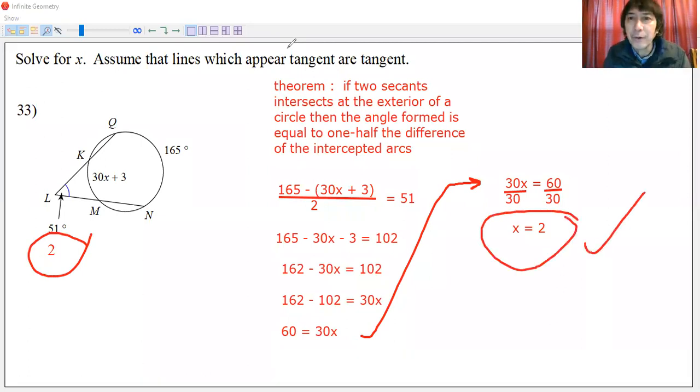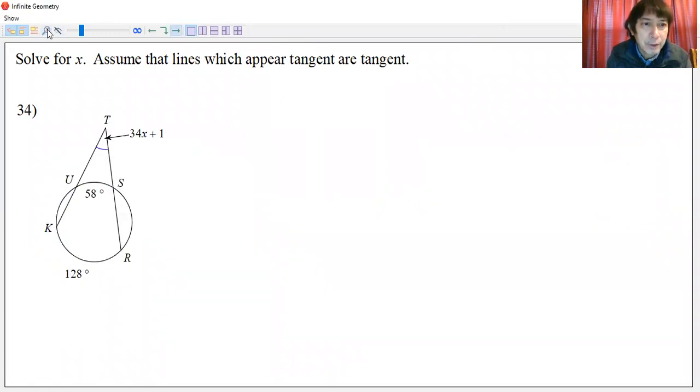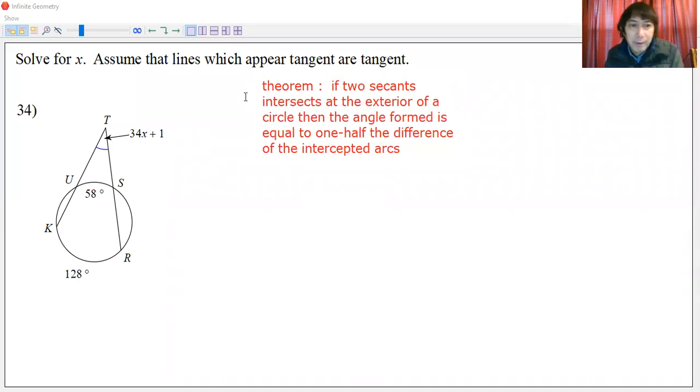Number 34. Let's clear the screen and continue with the next number 34. Here's the next, and we still have the same intersecting secants. This theorem still applies. Let's see our equation. We have the angle 34x plus 1. That's the angle, and that's equal to 1/2 the difference of the arcs.